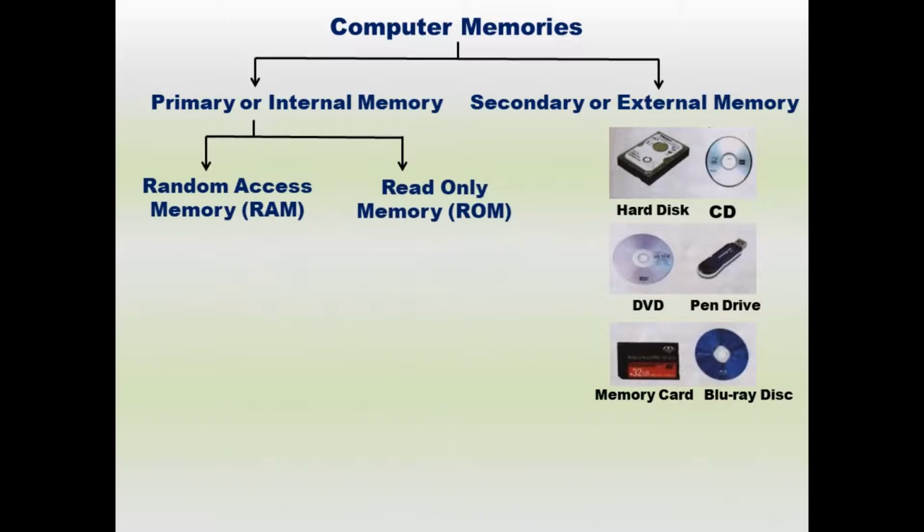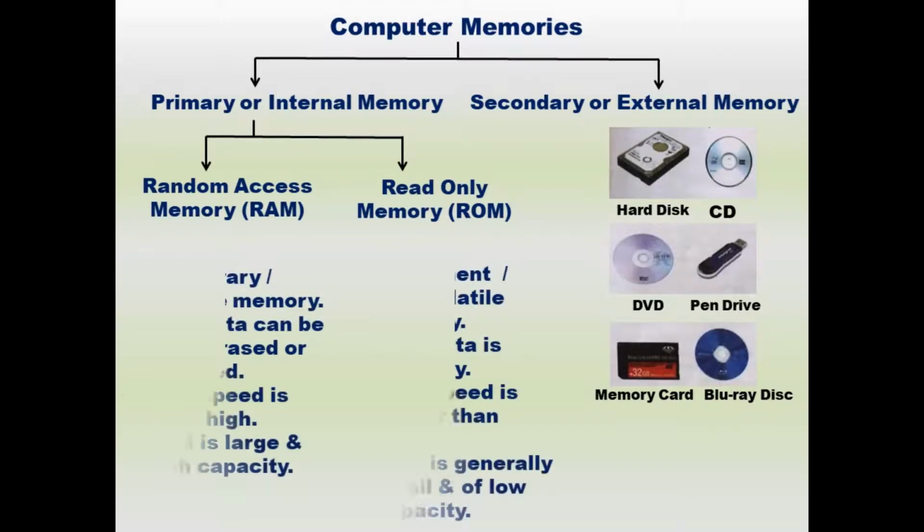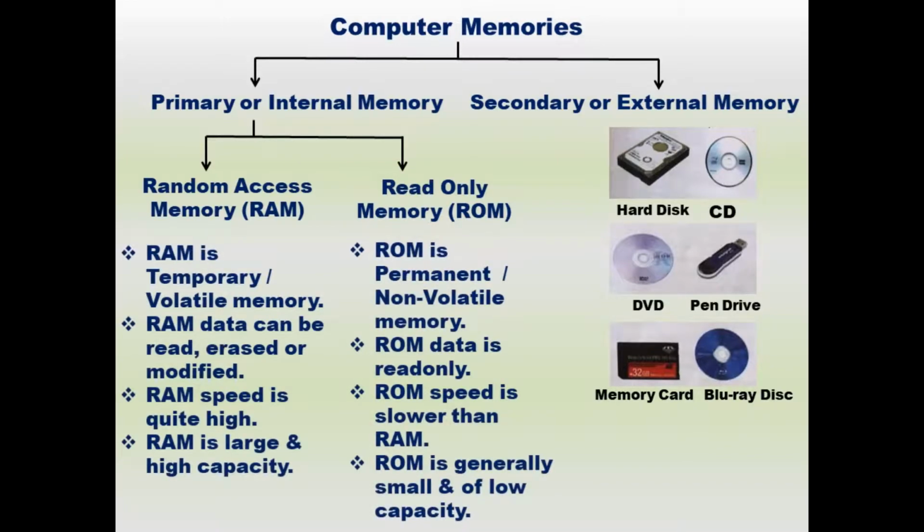Primary or internal memory of computers can be of two types. First is random access memory, and another is read-only memory. They are called RAM and ROM. RAM is temporary memory. It is also called volatile memory because it can hold the data only as long as it gets the power supply. Once its power supply is cut off, the data it contains will be lost. But ROM is called permanent, and that's why it can be called non-volatile memory, because whether it gets the power supply or not, it does not affect the data stored in it. The data stored in the ROM is permanently stored.